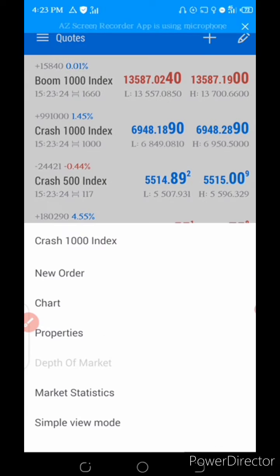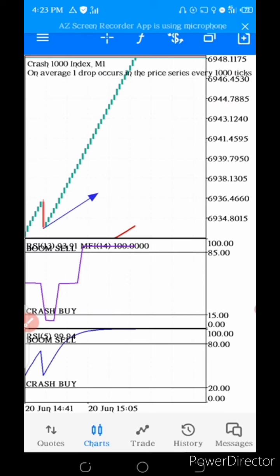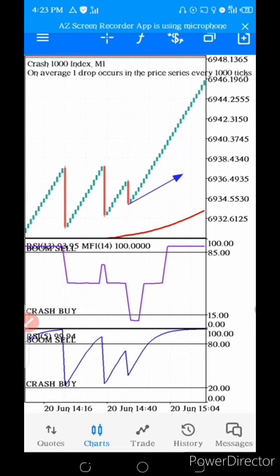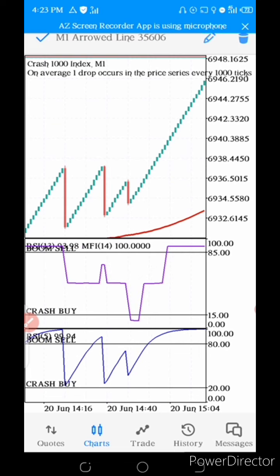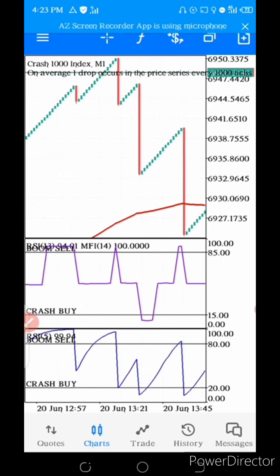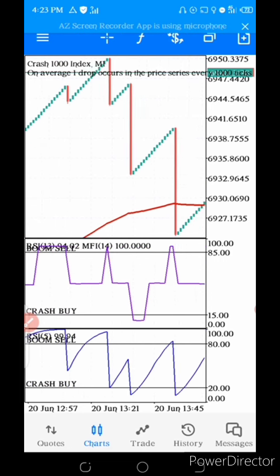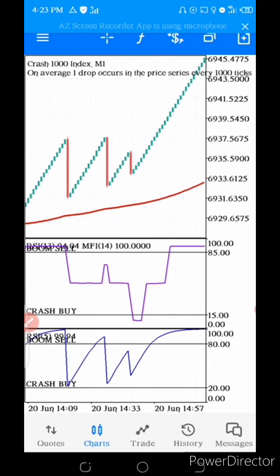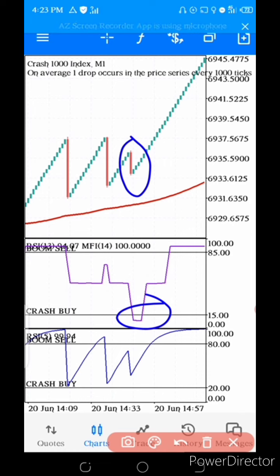Let me explain for Crash 1000, so I can get this video done quickly. So you can see right here, let me delete this. Now this is for Crash 1000. Now the first thing we are looking for is the what? You can see right here now, see this one here. The market spiked, broke below the 15 level for the crash buy, but it didn't break below the 20 level for the crash buy in the second RSI. So you are not going to be taking this trade.